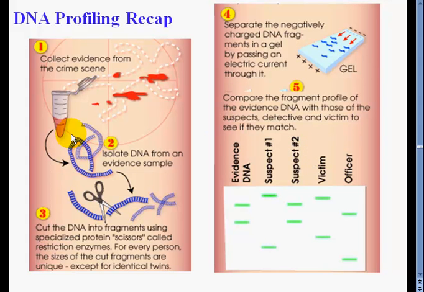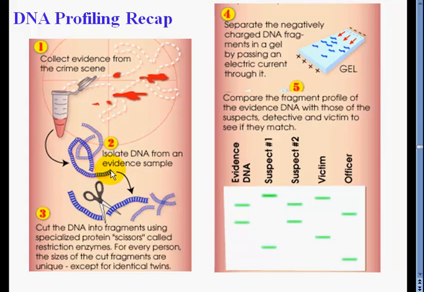So, recap of the whole procedure. We collect the evidence from the crime scene. We isolate it and make more copies if we need to via PCR. We cut the DNA into fragments using restriction enzymes, and each person has a different size of fragments, unless of course you're identical twins. We run those fragments through a charged gel, a gel electrophoresis, and we get a banding pattern that allows us to analyze the results and deduce who the criminal likely is.